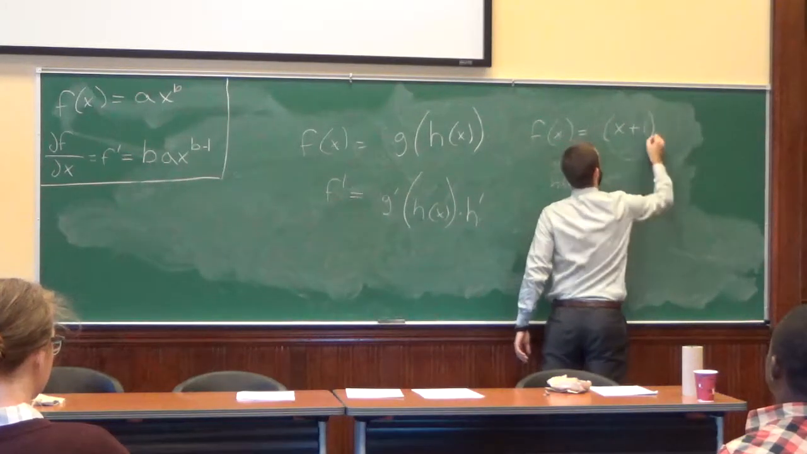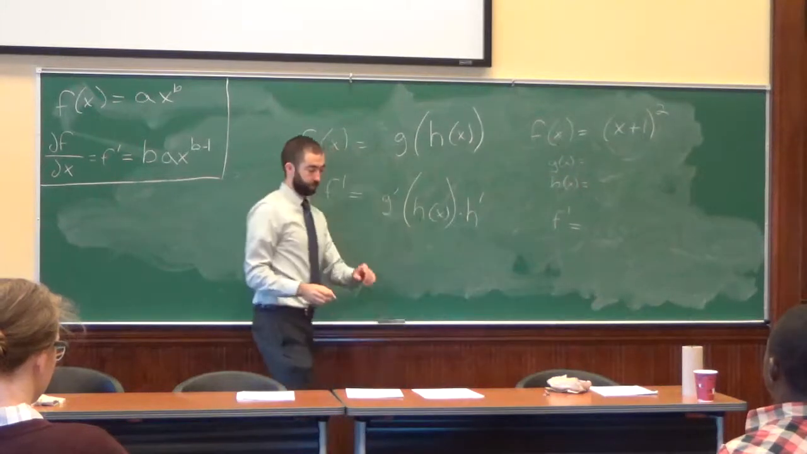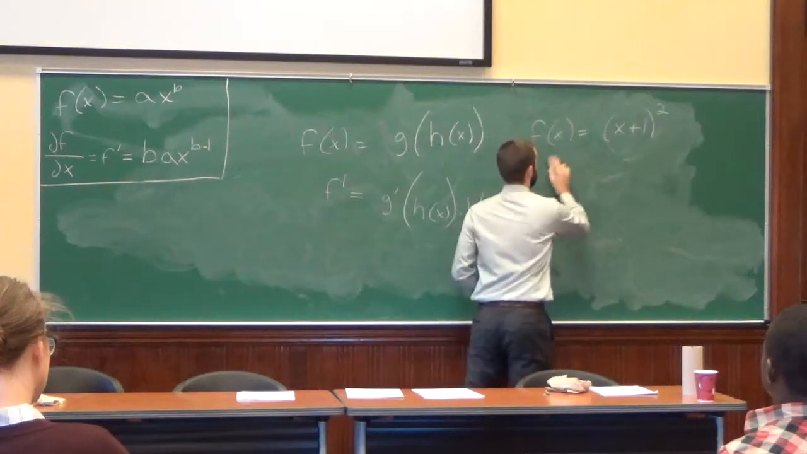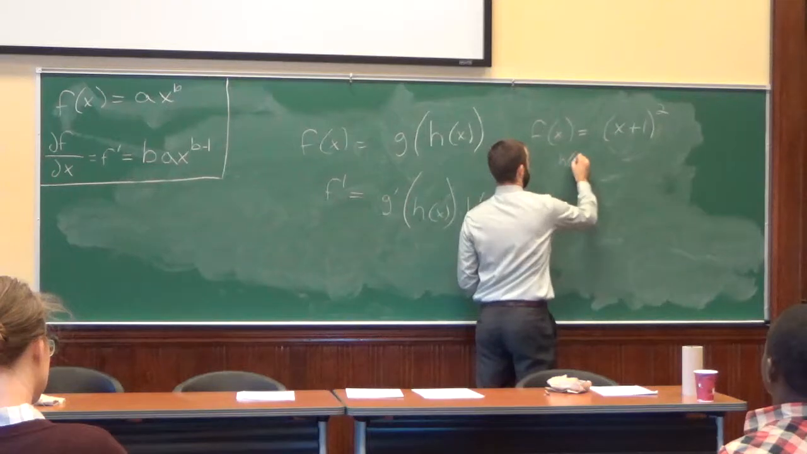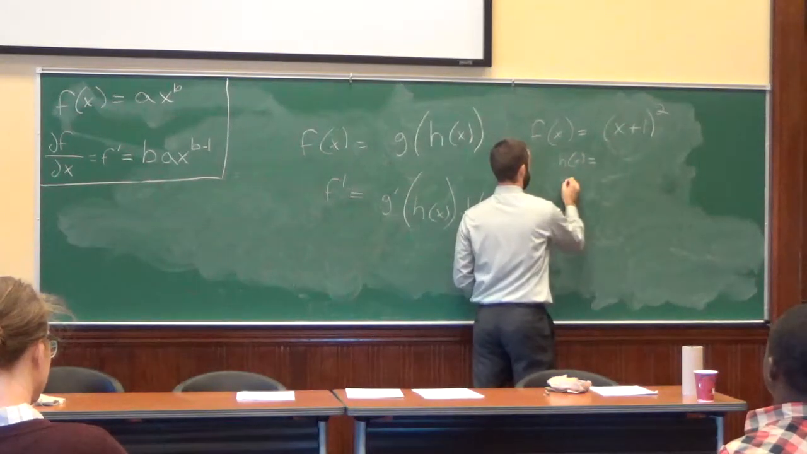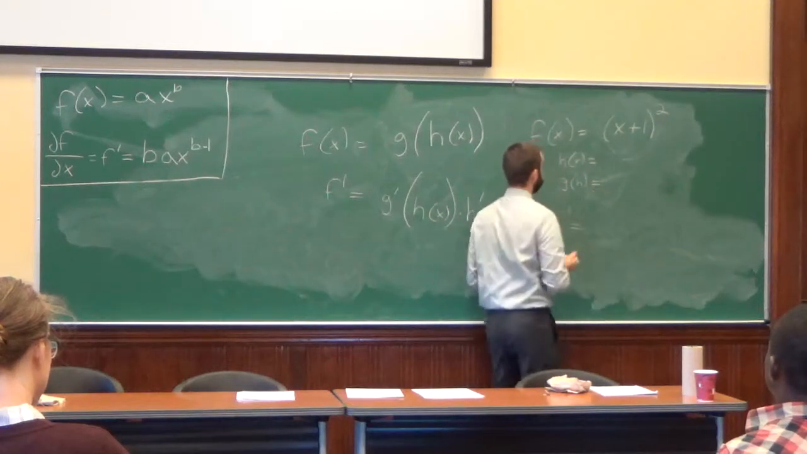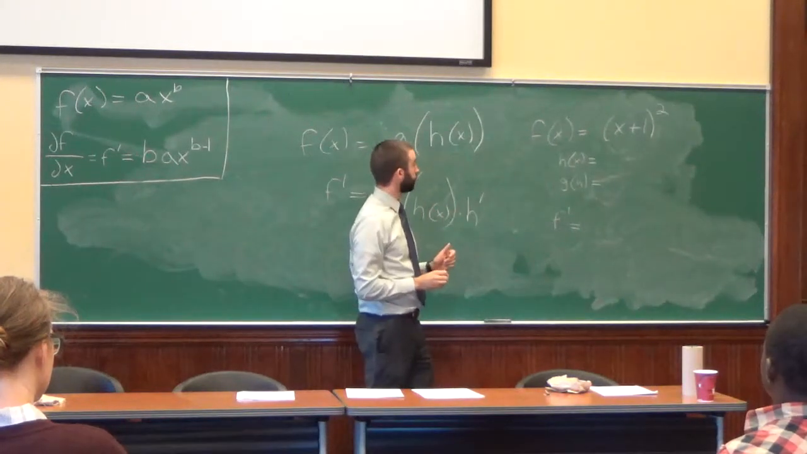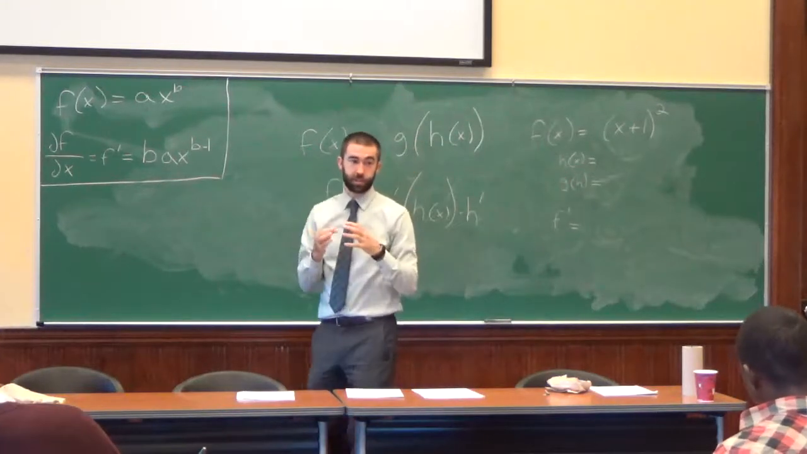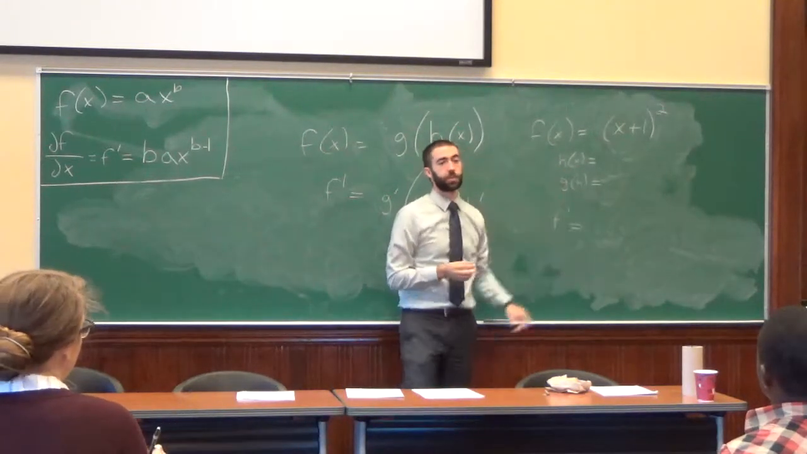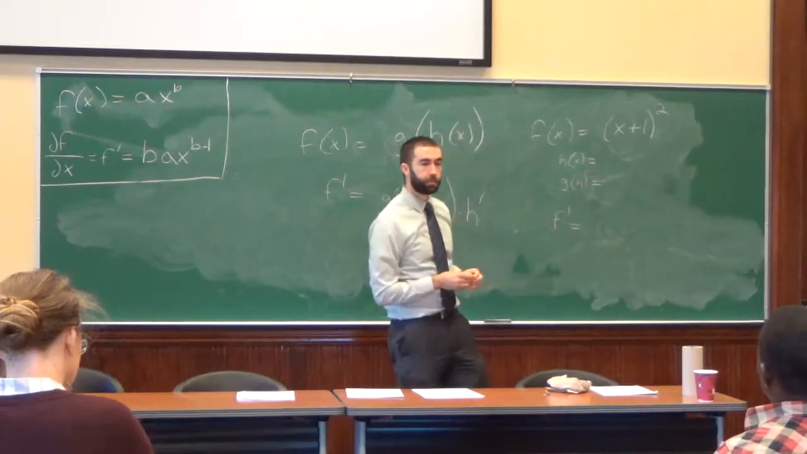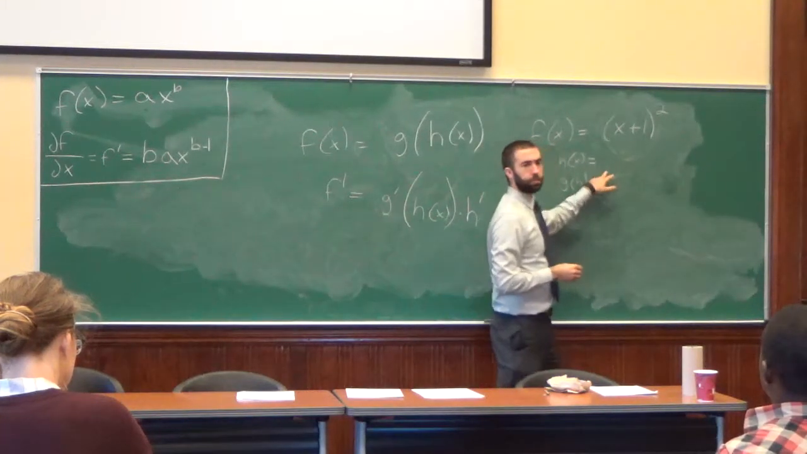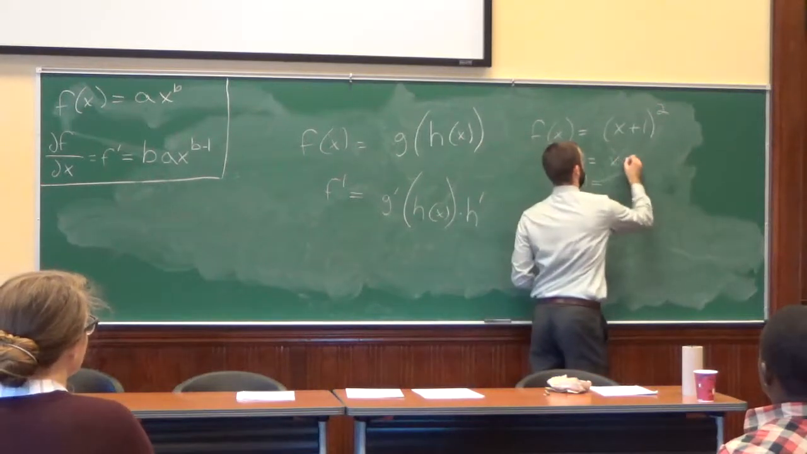x plus 1 squared. In this case, I'm going to write this a little bit different. First, we want to figure out what is h of x, and then we want to figure out what is g of h. Okay. So there's an outer function and there's an inner function. What is the inner function? What's h of x? Kenneth, what do you think? Keep thinking. It's x plus 1. x plus 1, excellent. The inner function is x plus 1.